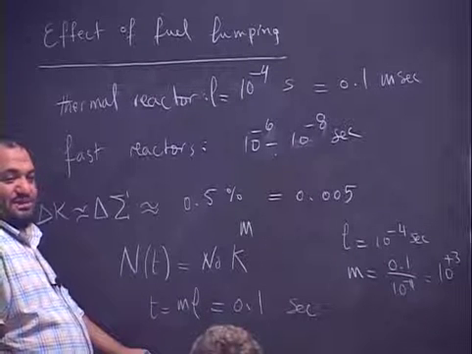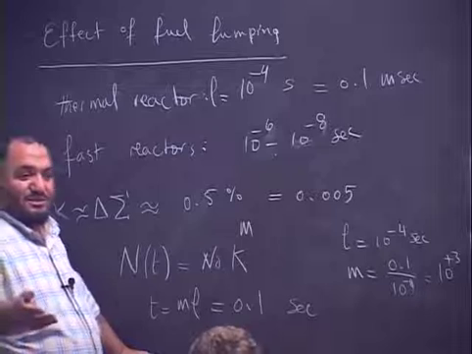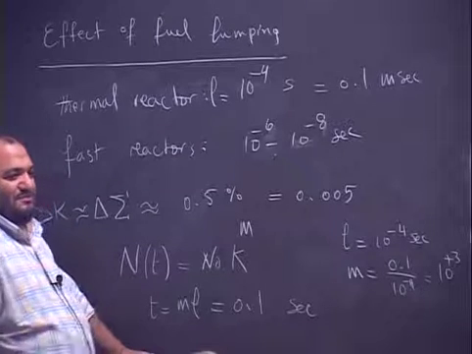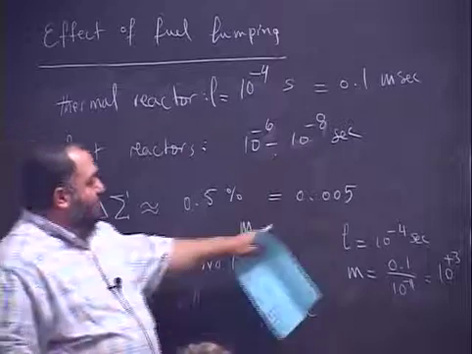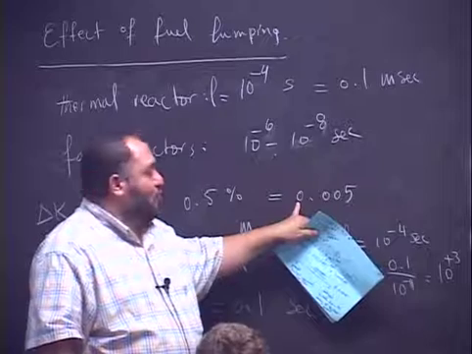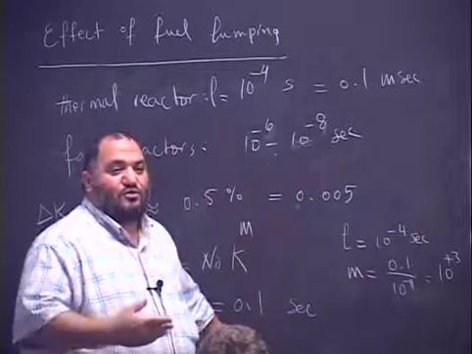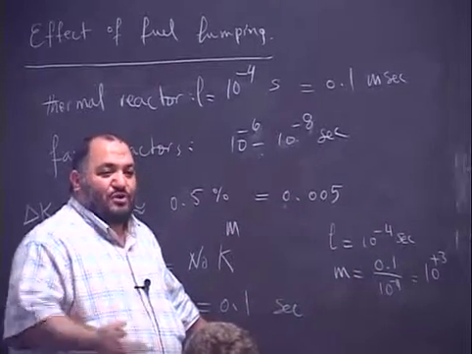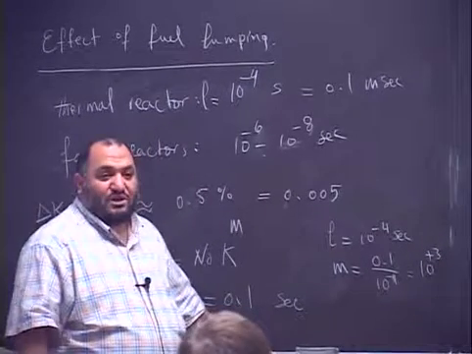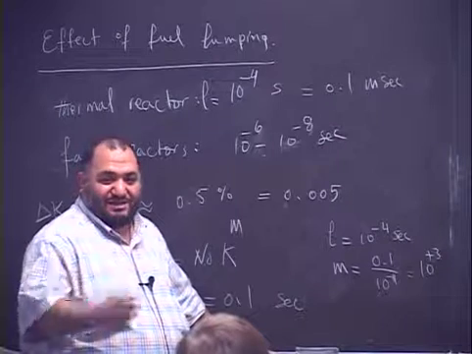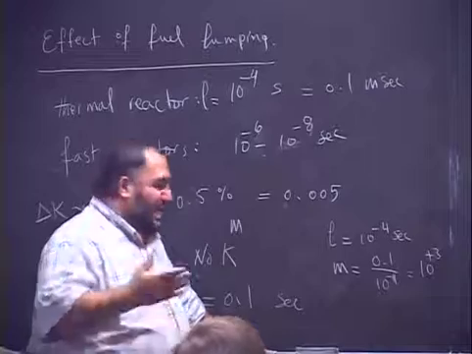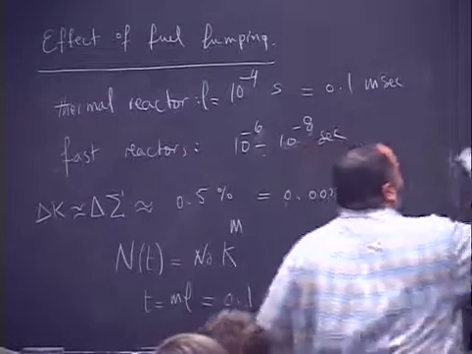1,000 cycles. So we changed the multiplication factor by just 0.5%. So instead of 1, which is critical, it will be 1.005. And I want to look for what's the neutron population after 1,000 neutron lifetimes, 0.1 second. 100 milliseconds is 1,000 neutron life cycles. How will the neutron population look in the nuclear reactor?